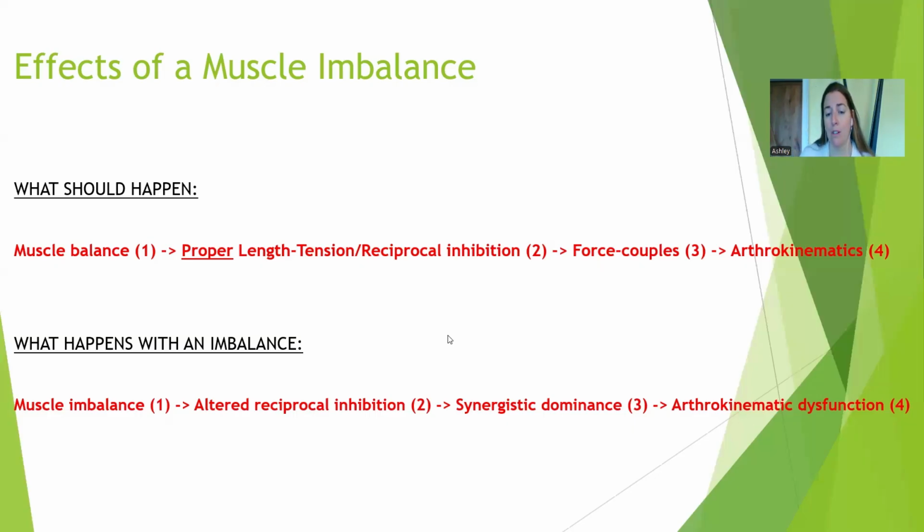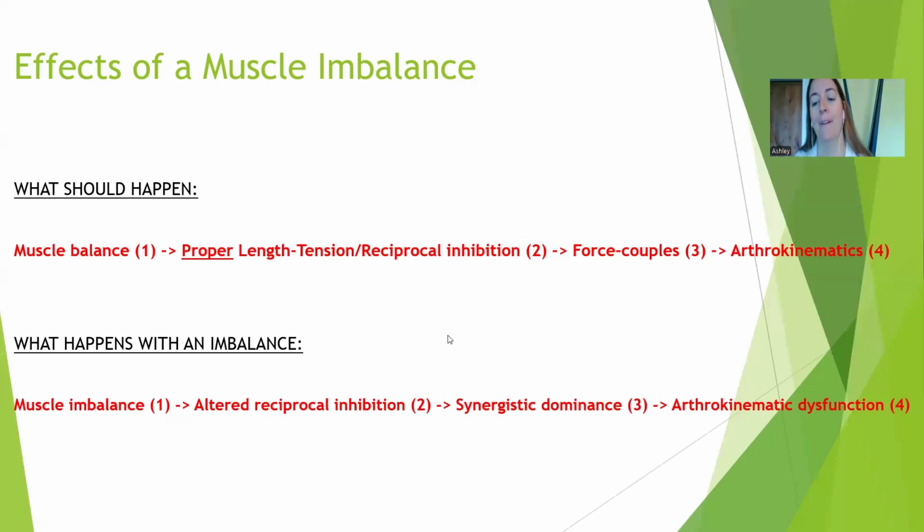So we also see the word synergist in there. Synergists are the helper muscles, right? We have agonists, prime mover, antagonists, opposing movers. Synergists, helpers, stabilizers are going to be what stabilizes the joint that's in motion. All right. So synergistic dominance, they take over.